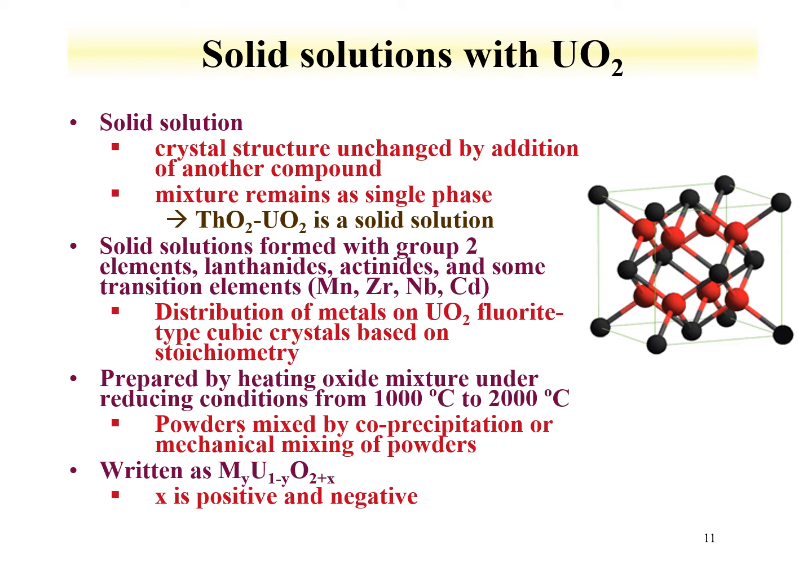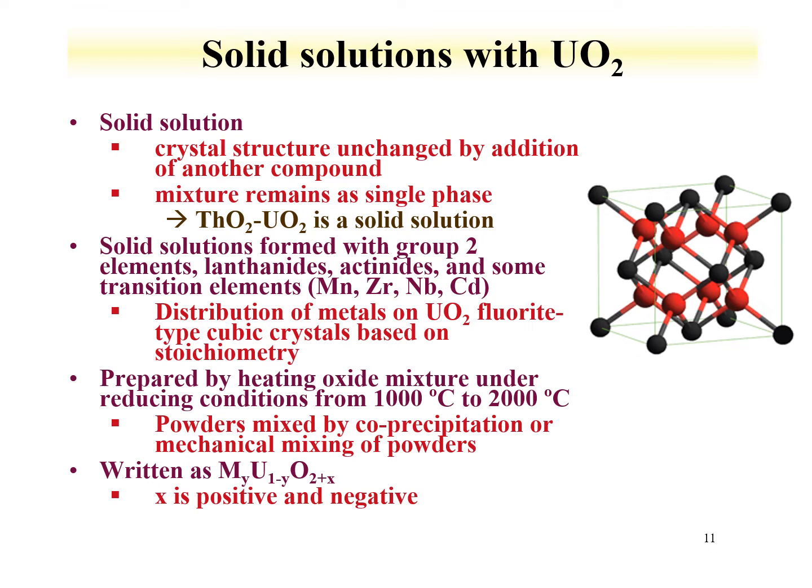For instance, with the lanthanides, if you put enough lanthanide into the uranium dioxide, you'll quickly form separate phases. So the degree of a solid solution is based upon how similar that crystal structure really is to UO2. That's why with thorium and uranium dioxides, the ionic radii are similar, the structures are similar. They form very good solid solutions.